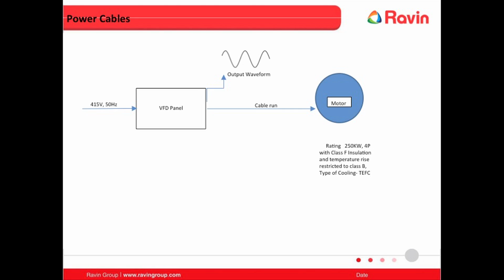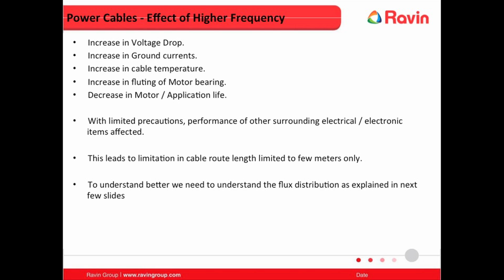The output waveform sometimes creates a standing waveform and can damage the motor and its bearings. It is hence essential to control the amplitude of the output waveform. The effect of higher frequency has various detrimental effects on the electrical installation, including the cables, motors, and electronic equipment.